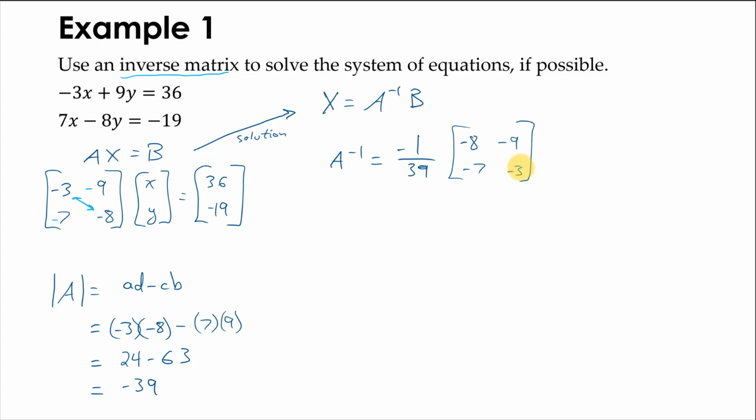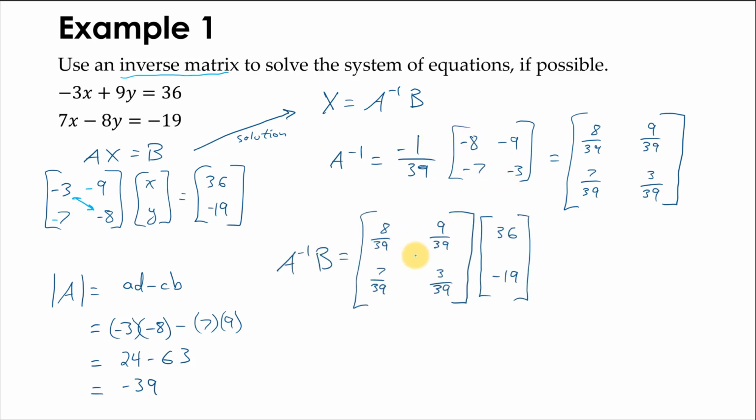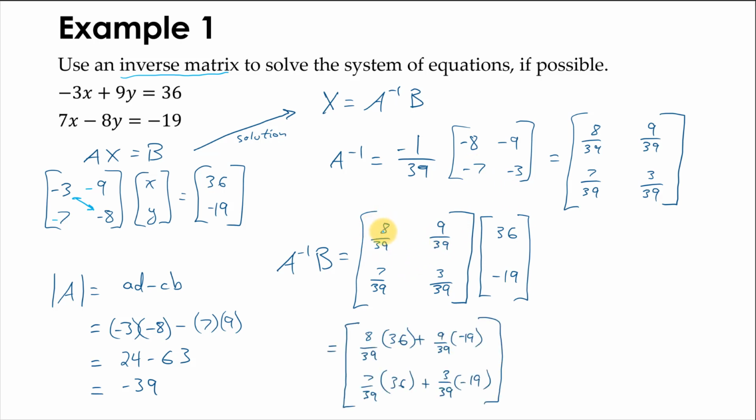Then I can go through and distribute my negative 1 over 39, and then I multiply that by b. When I multiply that by b, I've got my first row times the first column, and my first row, second column, times my first row, second row, first column here. And on my second row, I've got 7 over 39 times 36 plus 3 over 39 times negative 19. When I simplify that out, that gives me a 3 in the first row and a 5 in the second row. So our answer can be written as 3, 5.